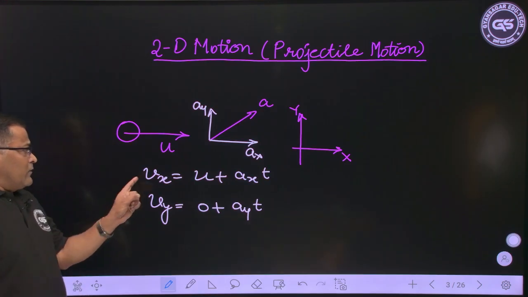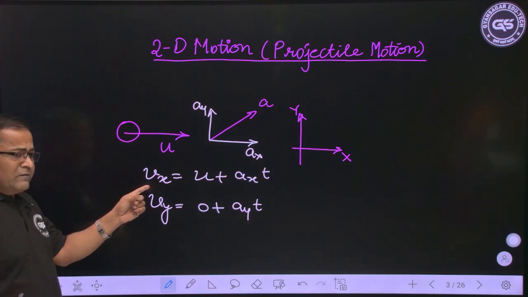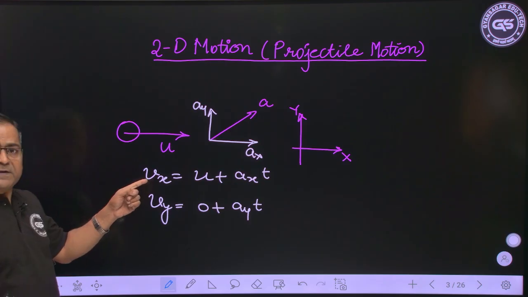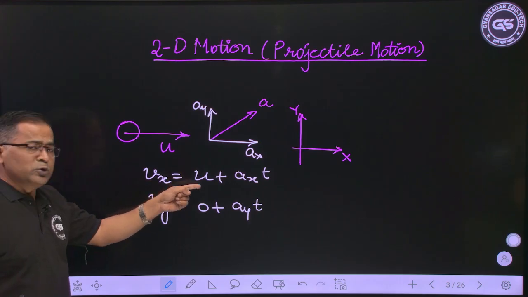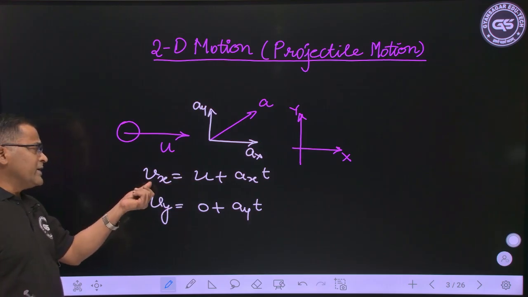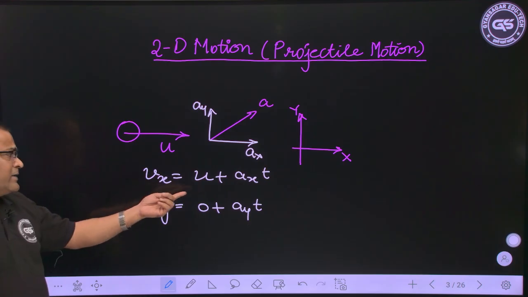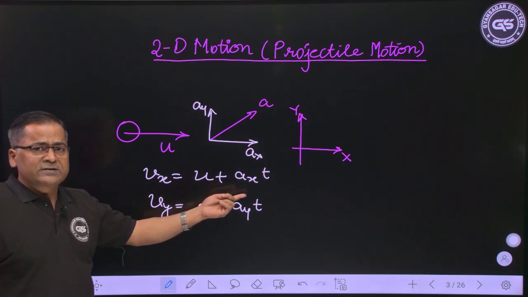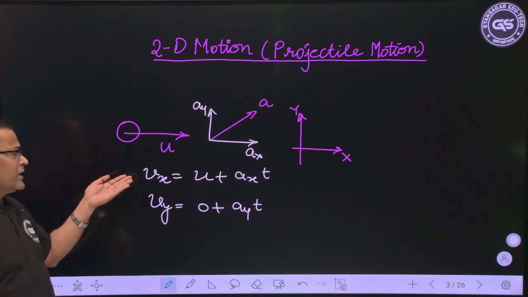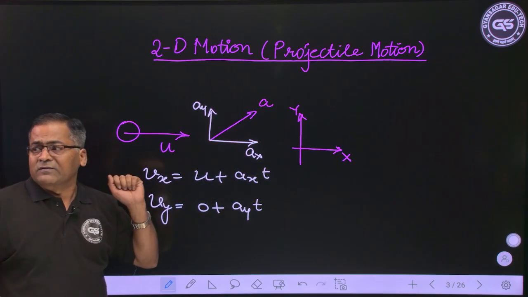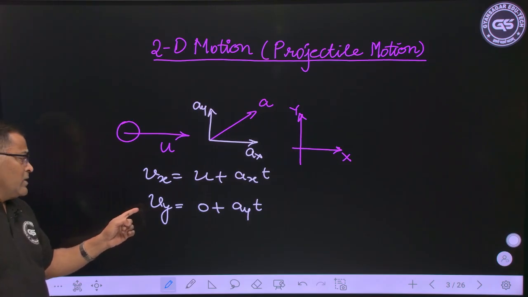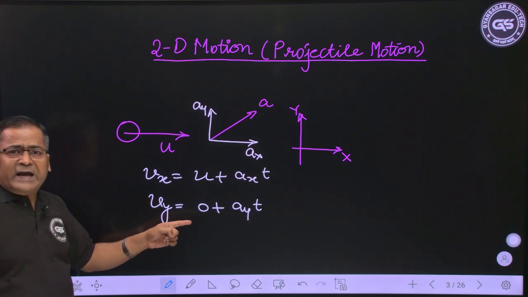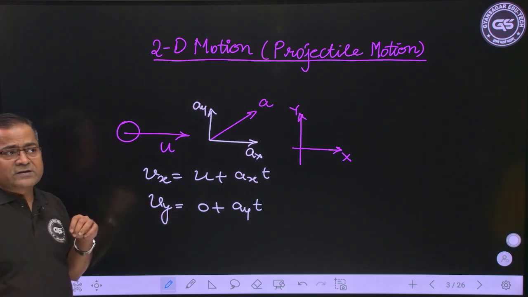So for this equation, initial velocity in x direction is u, final velocity in x direction is vx, acceleration in x direction is ax, and my final velocity in x direction will be given by this equation. Now let us take a look at this equation. Final velocity in y direction will be given by this equation.